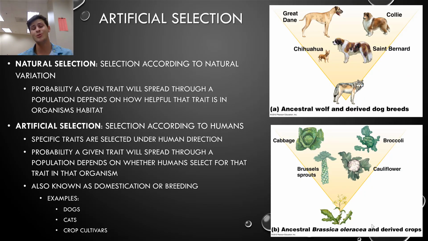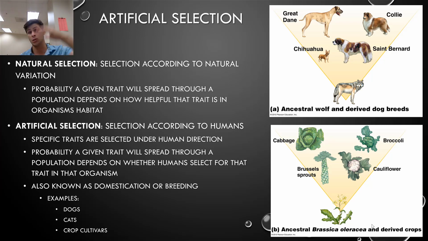However, there is a new type of selection that is driving a lot of speciation these days, and that is something called artificial selection, or something you may have referred to as domestication in the past. Now, keep in mind that natural selection is selection according to natural variation, that natural variation in different environmental conditions. Basically, the probability that a given trait will spread through a population directly depends on how helpful that trait is in the organism's habitat in those given environmental conditions.